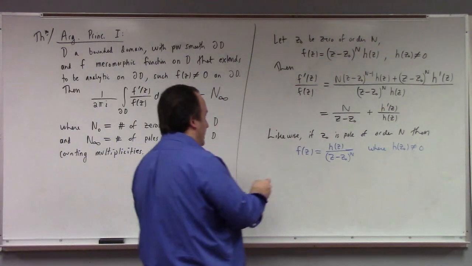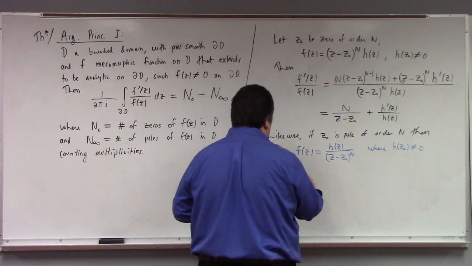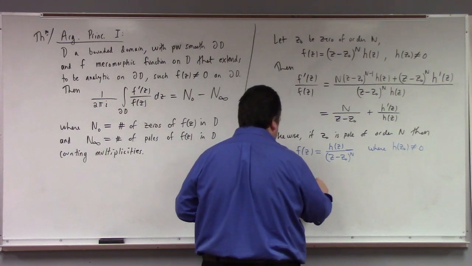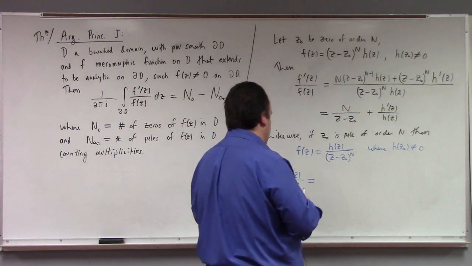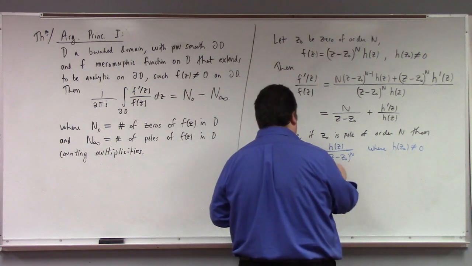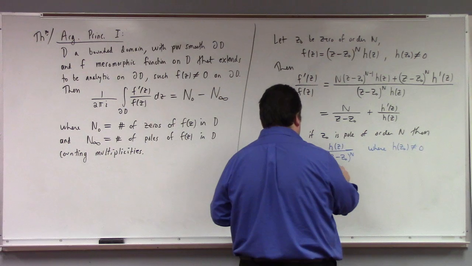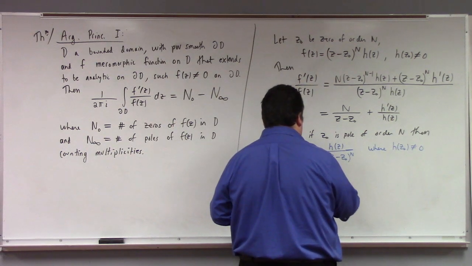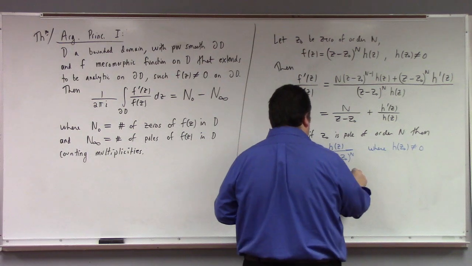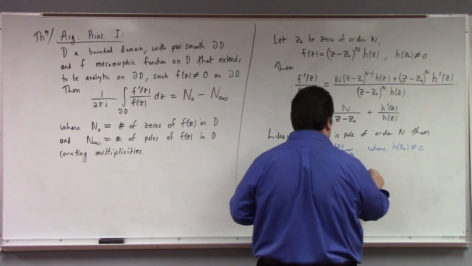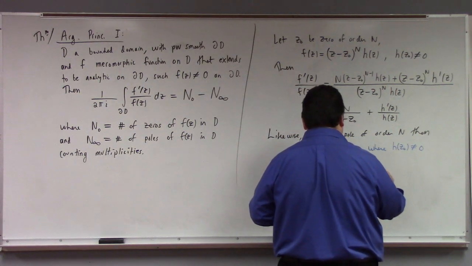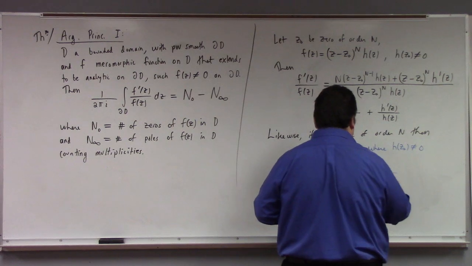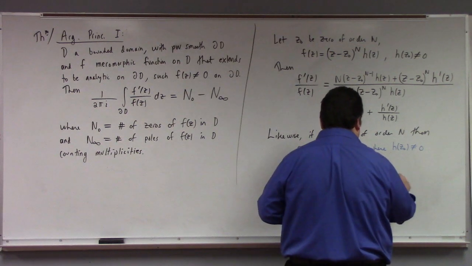And what does f prime of z divided by f of z look like at a pole of order n? Let's see here. So we'd have what? h prime of z over z minus z naught to the power n plus h of z times what? Minus n over z minus z naught to the n plus 1, I believe.